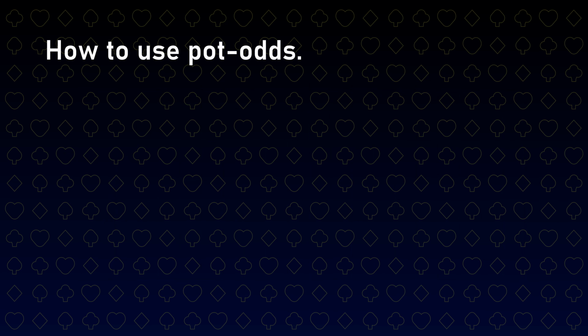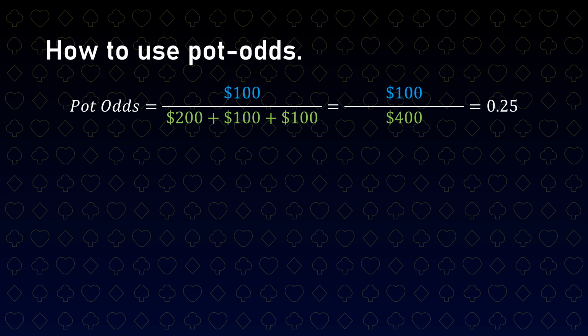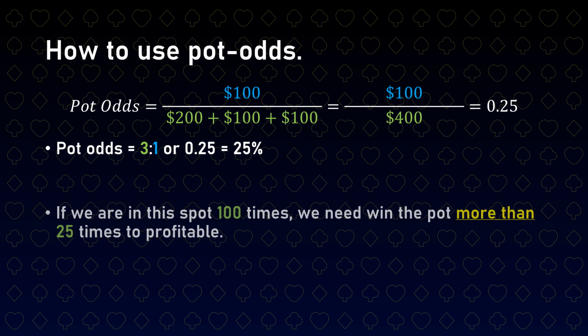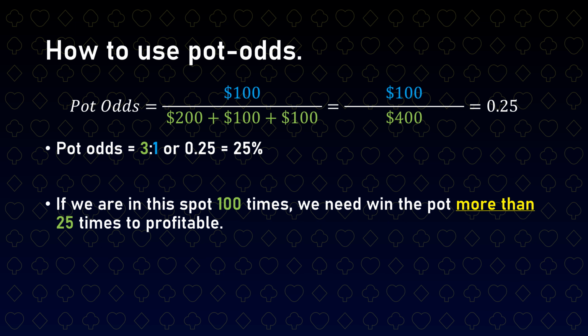So how do we actually use pot odds? Let's look at our example from earlier. We calculated we are given 25% pot odds or 3 to 1. This means that if we are in this spot 100 times, we need to win the pot more than 25 times to be profitable, or more simply put, we need to be good 1 in 4 times to not lose money.